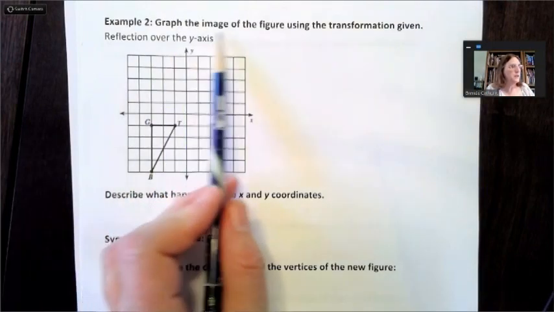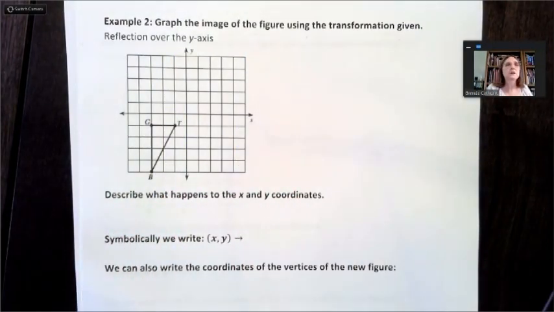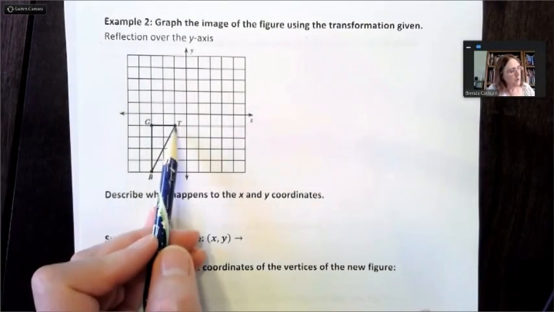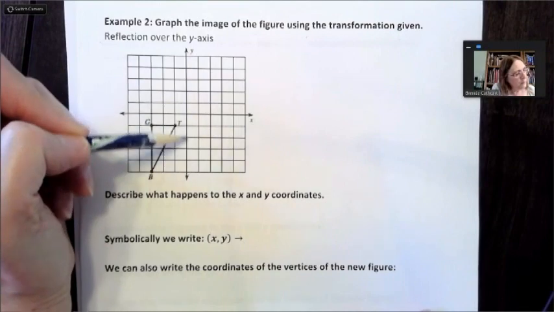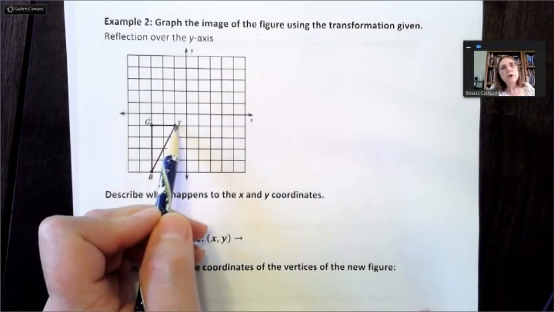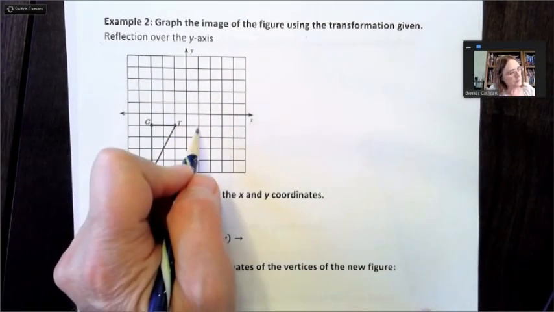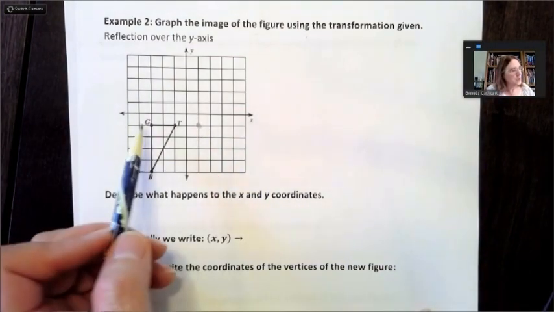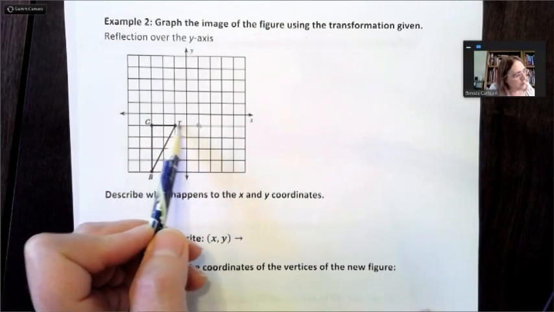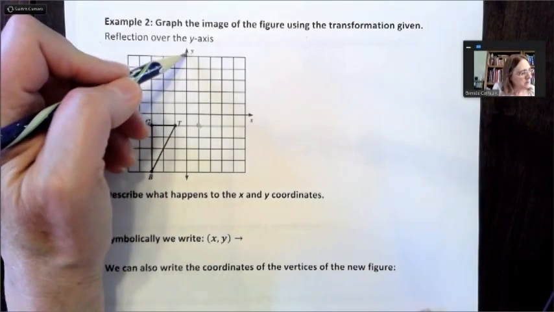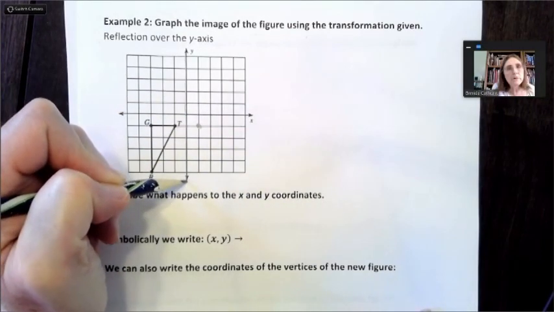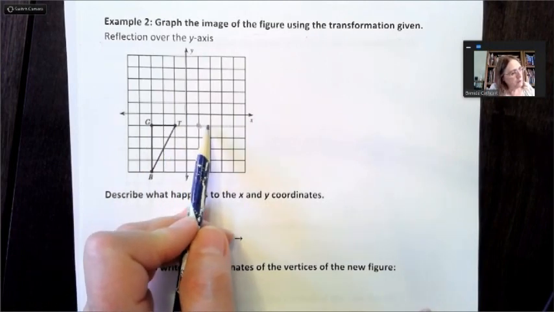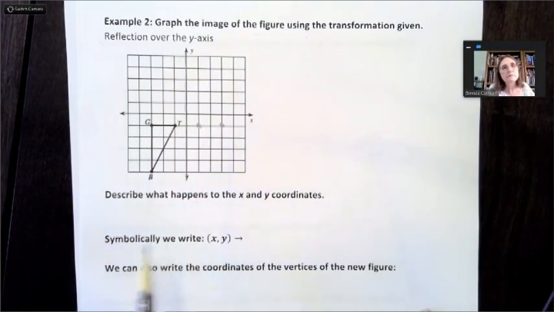Again, we want to graph the image of the figure using the transformation given. This time we're going to reflect it over the y-axis. So as we start with our point here, T is 1 unit away from our y-axis, so it's going to get reflected 1 unit away over our y-axis. G is 3 units away from our y-axis. So it's going to end up 3 units on the other side of the y-axis.